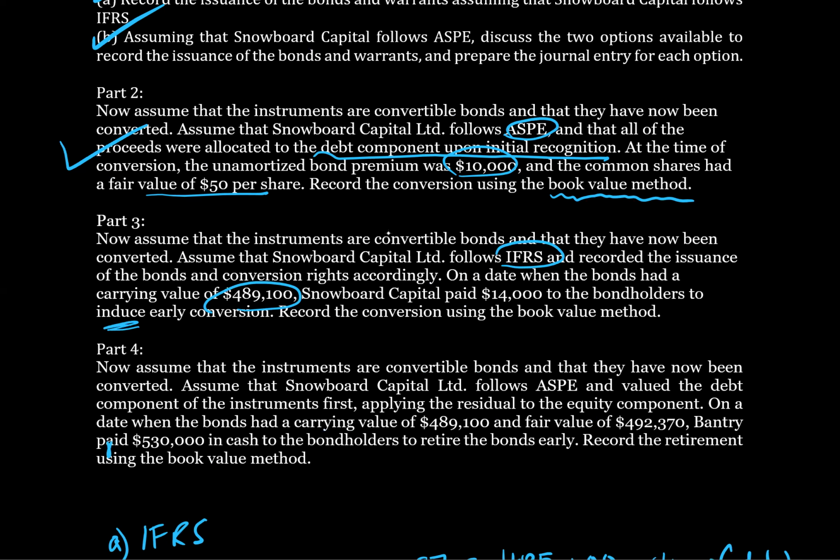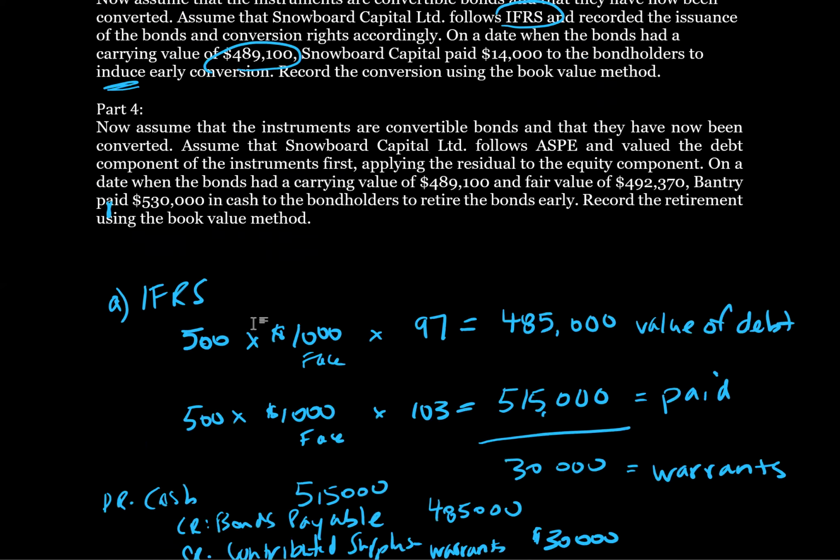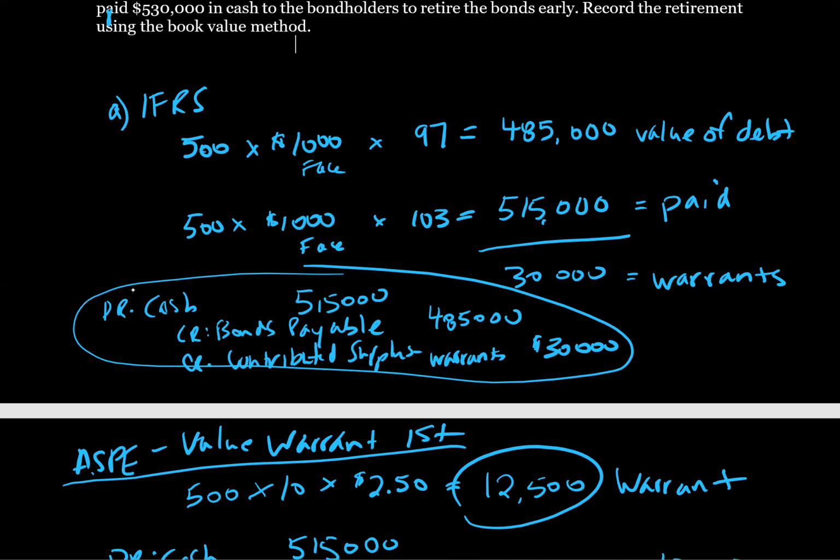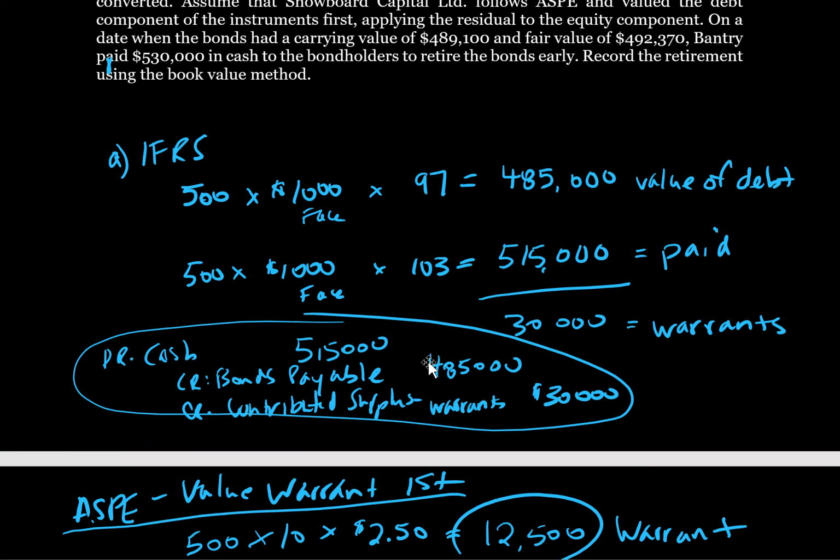Normally, the book value method means that there's no gain or loss on the settlement of debt. However, when there's an inducement to convert, the inducement alone will generate a loss. So let's take a look at this journal entry. We know that we're working with this journal entry here because we're working with IFRS.